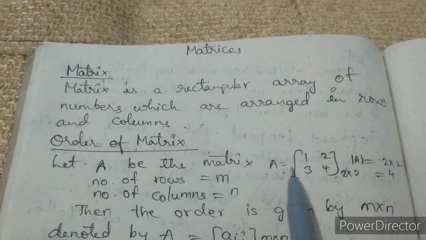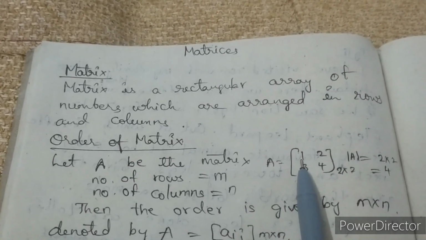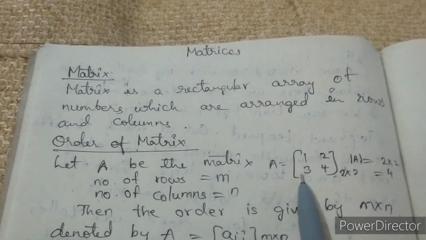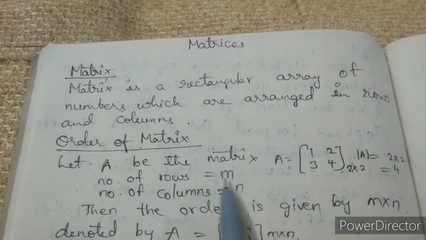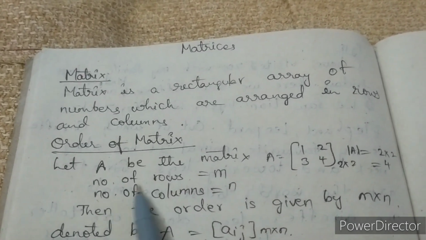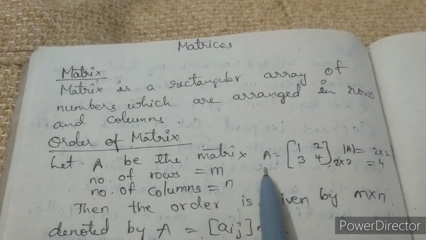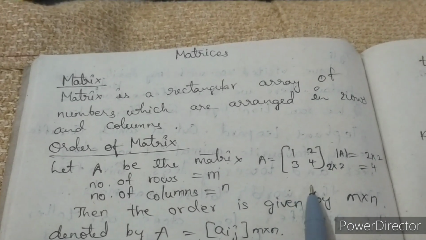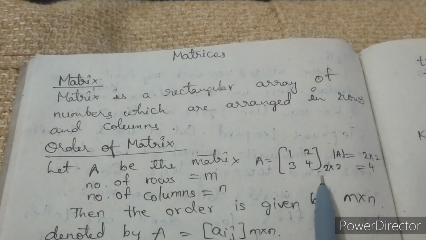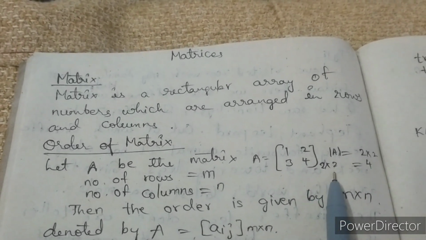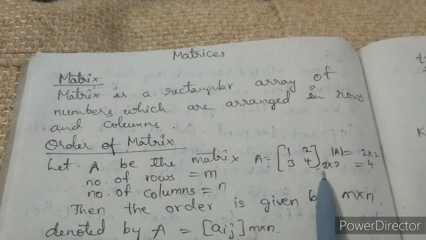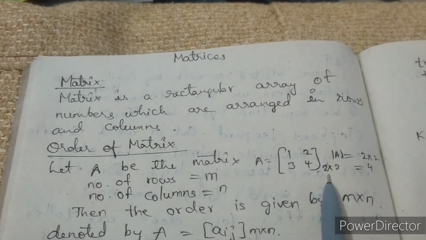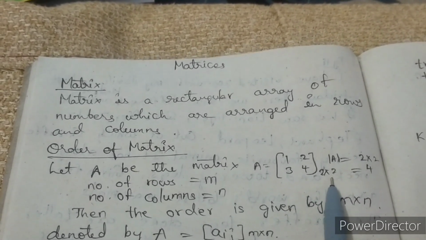For example, A is a matrix, and as you can see the numbers are arranged in rows, that is 1 2 3 4, and columns 1 3 2 4. Now, talking about the order of a matrix. What is the order of a matrix? Let A be the matrix given as 1 2 3 4. So it's a 2 by 2 matrix. Here the first 2 represents the number of rows and the second 2 represents the number of columns.